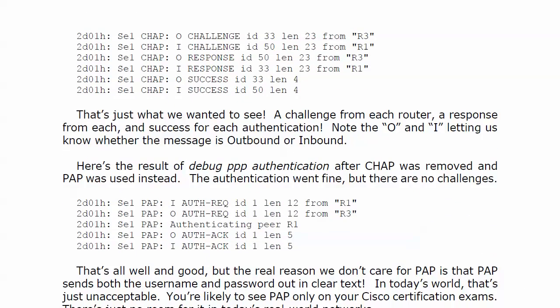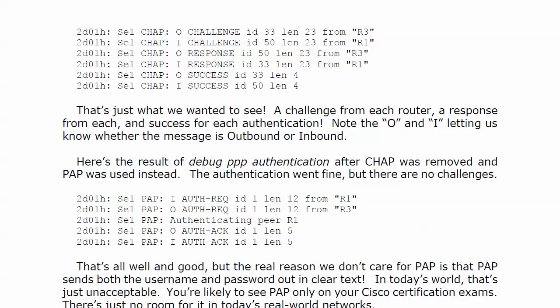In this case, we didn't have an issue, but what we did have is two challenges, two responses, and two successes. Those two successes are what we really want to see. What we do see with this debug is a challenge from each router, a response from each router, and then success. And notice the O and I there letting us know whether the message is outbound or inbound.